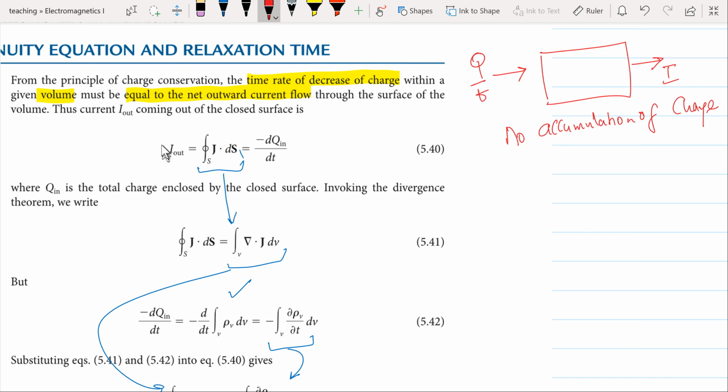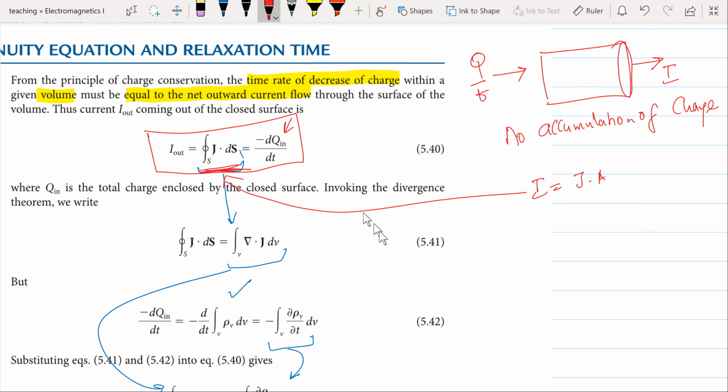So we can state the principle of conservation of charge like this: the current that is flowing out is equal to the rate of charges that are incoming. And this is described by the current density. You can just express this flow of current by the current density, integrated over the surface, so that I is always expressed as J times the surface. So this is just the best way you can express that.